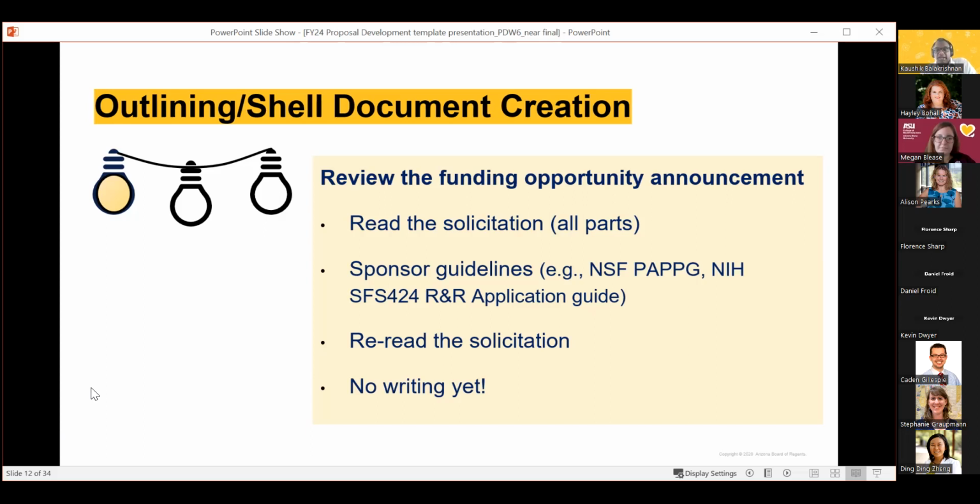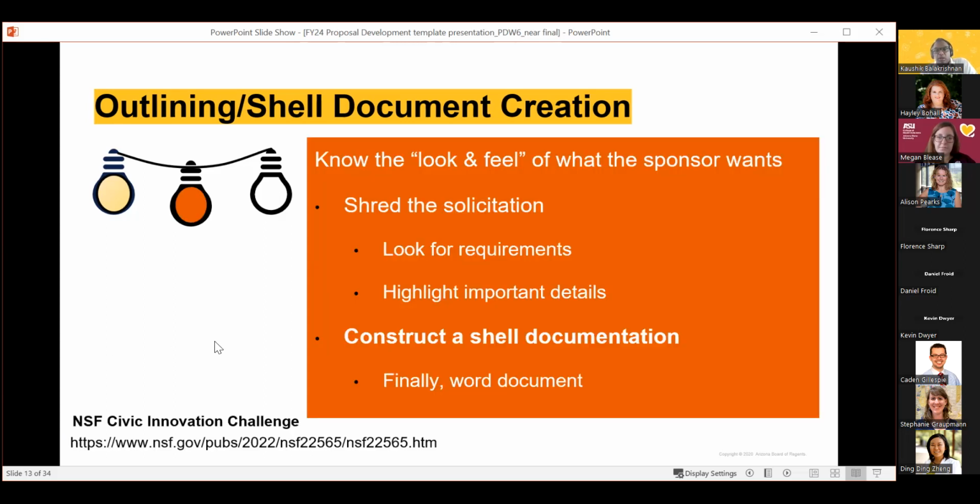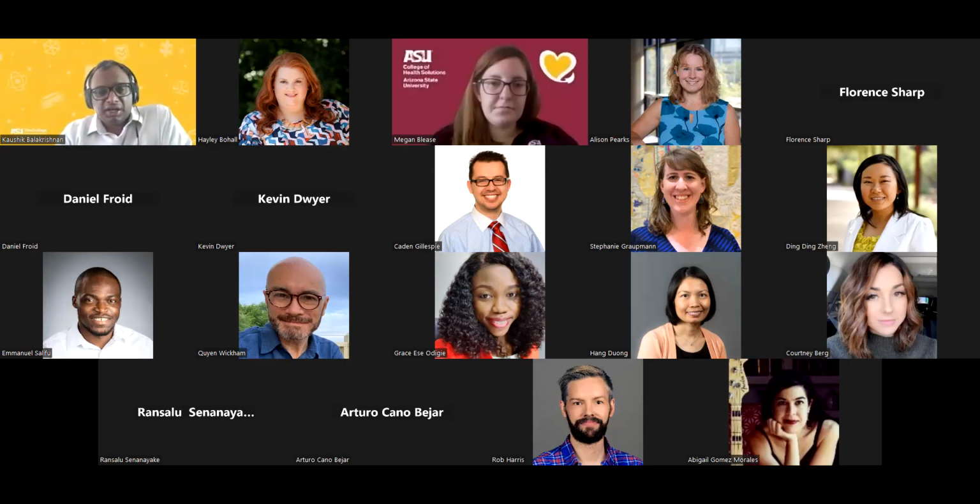So you're reading and rereading the solicitation to understand the program better. You're not really writing at this point. You want to take this time to fully comprehend, and also understand the look and feel of what the sponsor is really asking of us. So let's stop the presentation for a second, and I will share a solicitation that we will walk through.